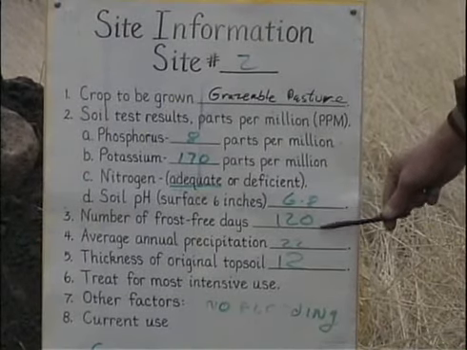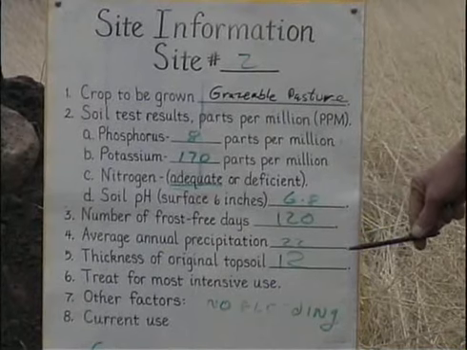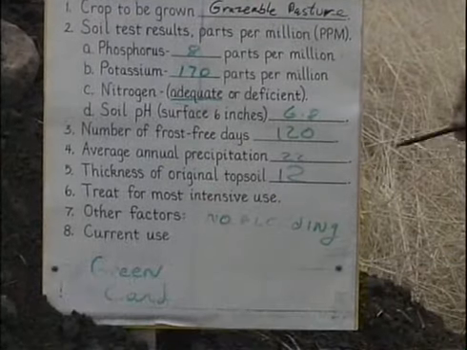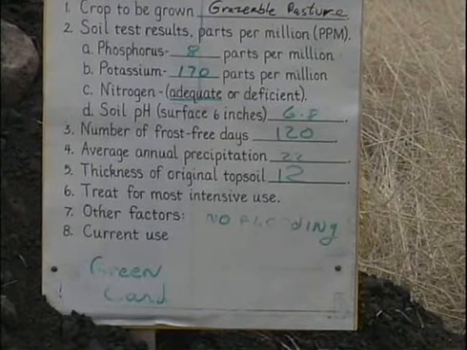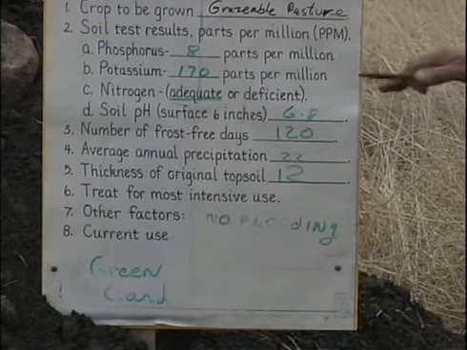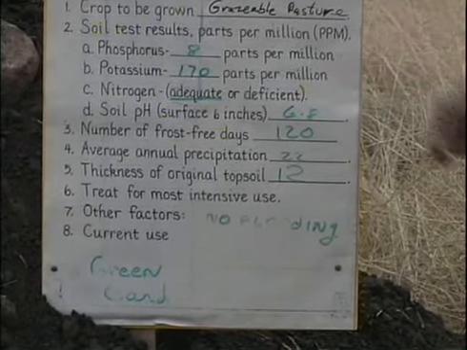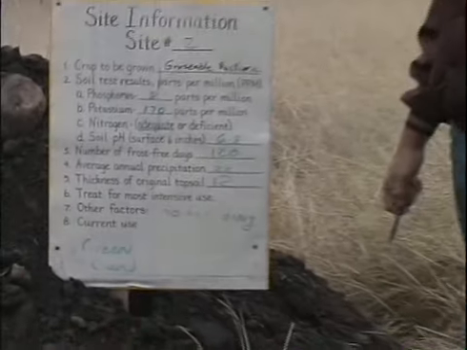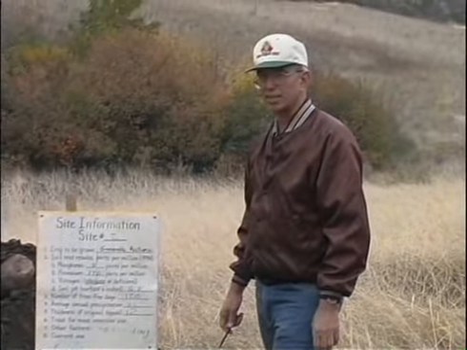Our annual precipitation at this location is 22 inches, and the original depth of our topsoil was 12 inches. This site is not prone to flooding, or is never flooded, and that's all of the information that's given to us at this time on this site card. So remember, this information you'll need to utilize to complete the land evaluation scorecard, with the intended use for site number 2 being a grazable pasture.